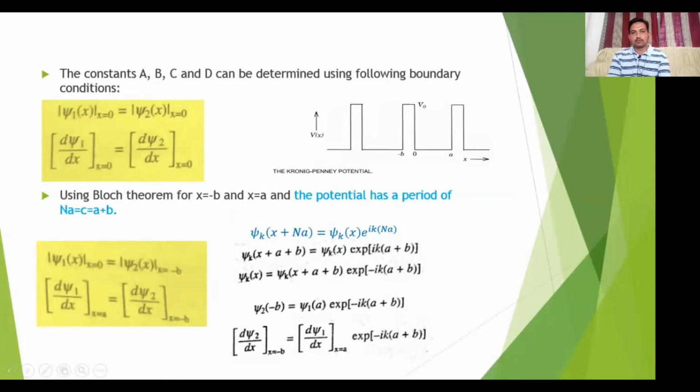So psi k of x is equal to psi k of x plus A plus B exponential minus iota k A plus B. So you have divided this term exponential iota k A plus B on both sides. So you get this relationship. So using this relationship, you have modified our two boundary conditions. So this boundary condition comes from this equation.